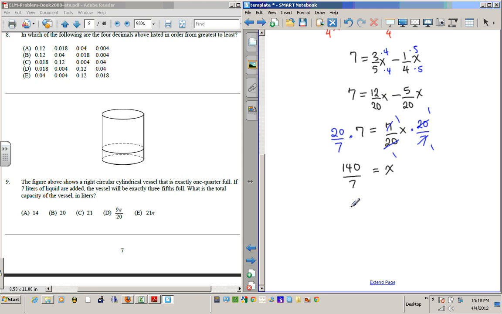140 divided by 7 is just 20, so X is 20 liters. So that is the total amount we have in liters. Okay, 20. So the answer is B. All right, let's move on to the last problem, question number 10.